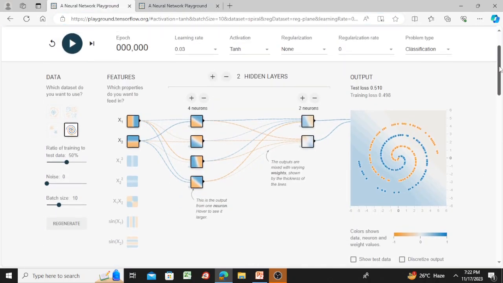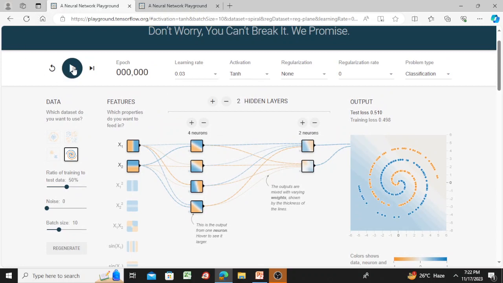This is the spiral data set. You can execute for the spiral data set. This is what we were saying. This is a little bit difficult data set compared to other data sets, isn't it?